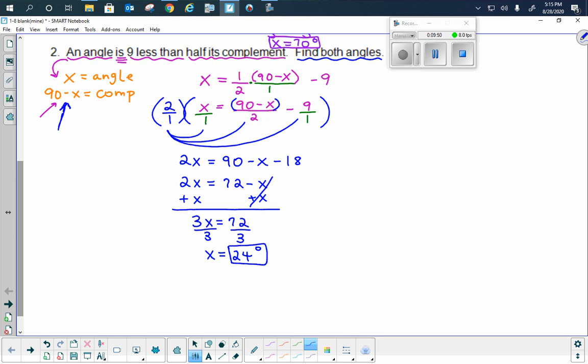And the other angle would be its complement. So 90 minus x, or 90 minus 24, which will equal 66 degrees. Once again, on a quiz, for that question, finding both angles, you would put 24 degrees, comma, 66 degrees on the answer blank.